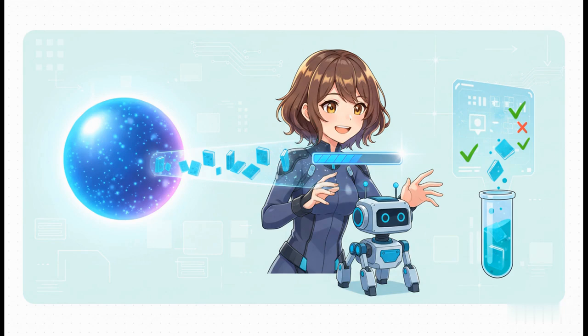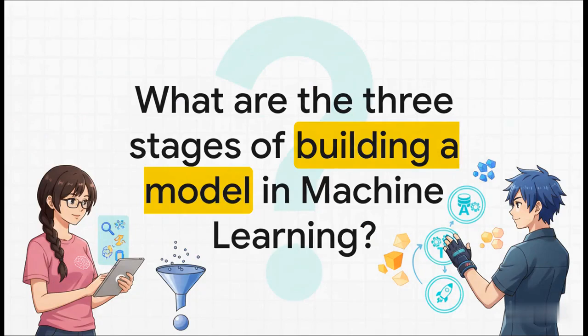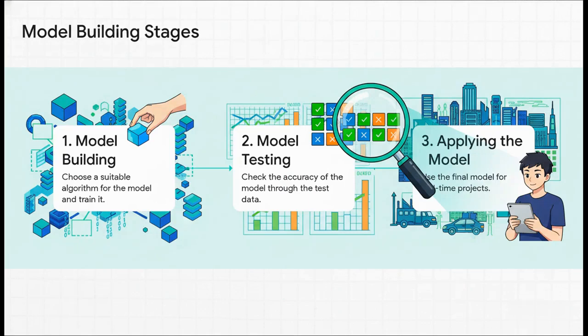This unseen data acts like the final exam, giving you an unbiased report card on how well your model will actually perform in the real world. So, what's the big picture here? What are the 3 key stages of building a model in machine learning? It's a pretty clear, logical flow.